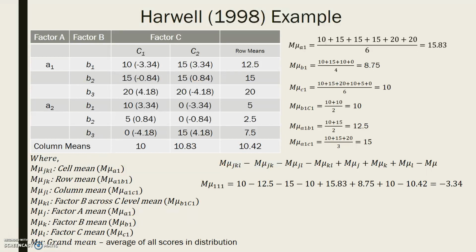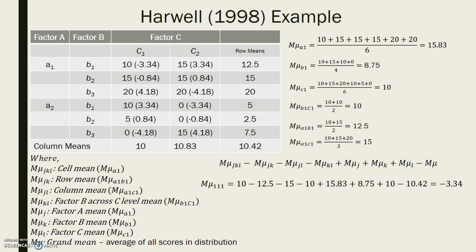Those are, if we were to add up the rows, for example, 12.5 is equal to 10 plus 15 divided by 2. If we were to add 15 and 15 divided by 2, we get 15. Likewise for the row labeled A sub 2, the second level of factor A, B sub 1, we add up 10 and 0 divided by 2, and so on and so forth. And likewise for the column means, C1, if we were to add up 10, 15, 20, 10, 5, 0 divided by 6, we get our column mean of 10 there. Our overall grand mean of all scores in the data set is 10.42.